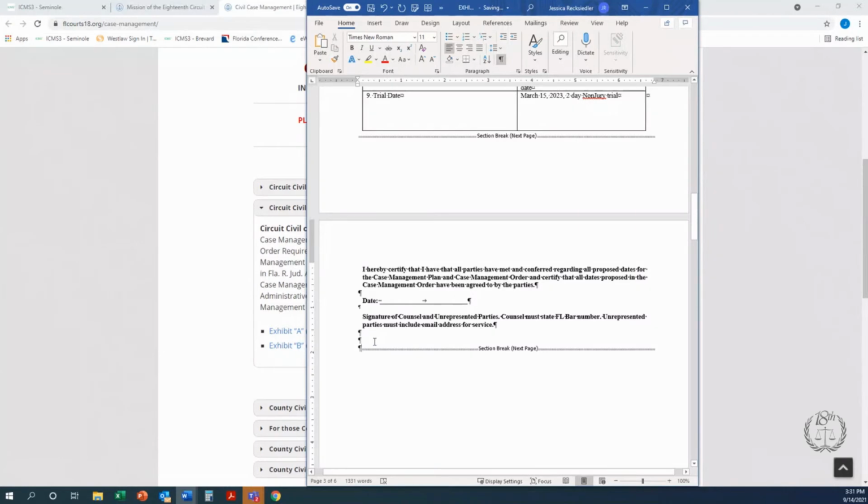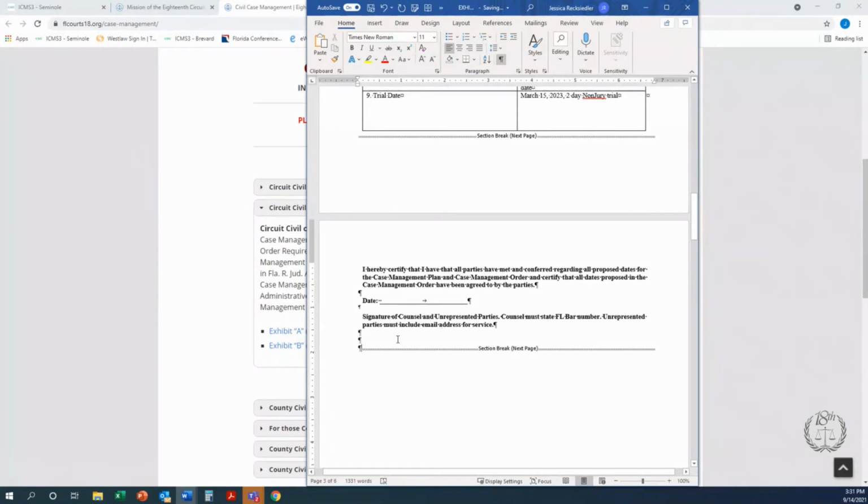Now, it can be electronic signature of counsel and the parties, or it could be a physical signature and uploaded into the court file and submitted through the court file as a PDF or otherwise in Word if you're able to. And it has to be signed by both parties, not just signed by one party.